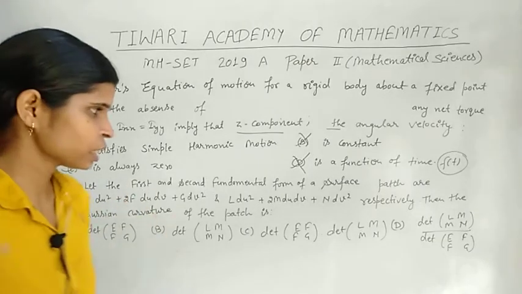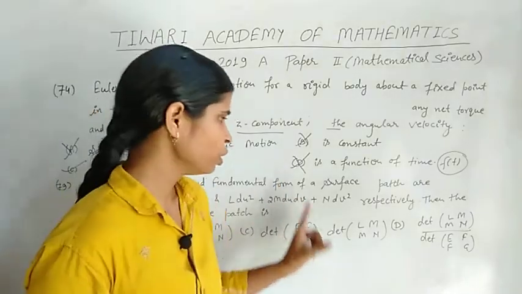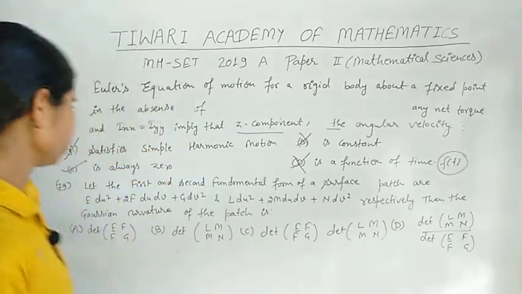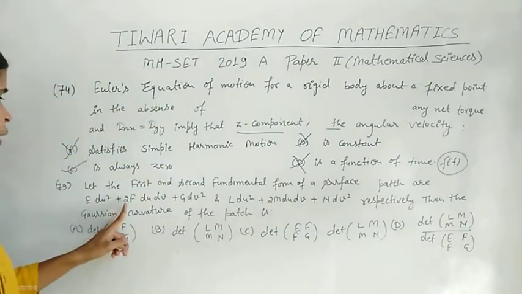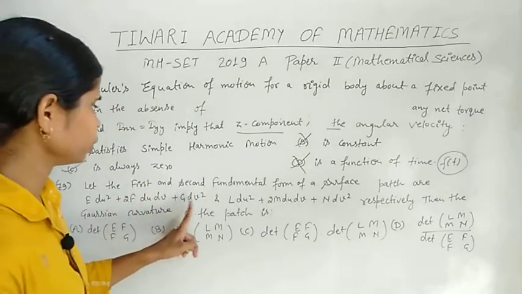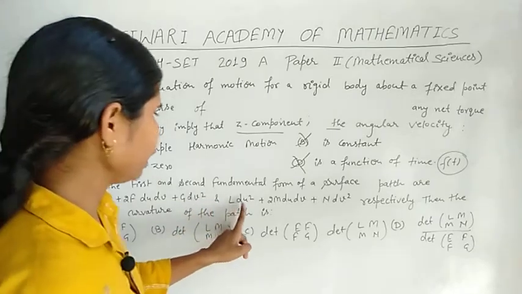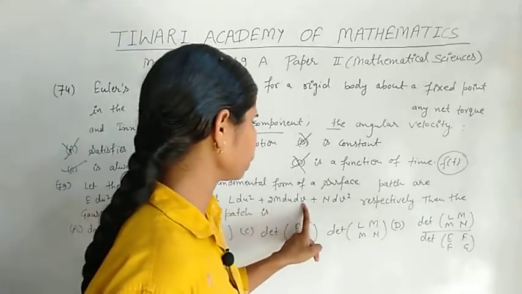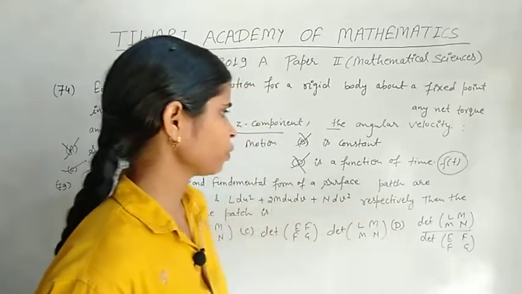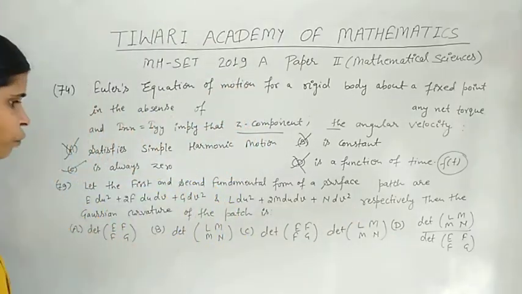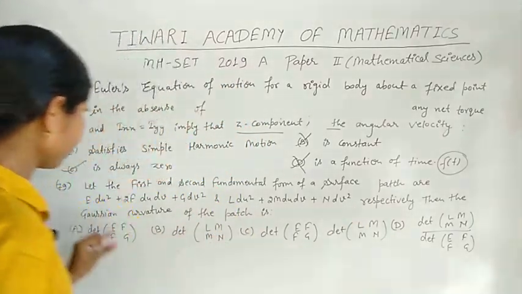Let the first and second fundamental forms of a surface patch be E du squared plus 2F du dv plus G dv squared, and L du squared plus 2M du dv plus N dv squared respectively. Then the Gaussian curvature of the patch is.